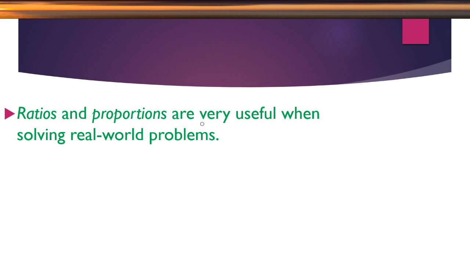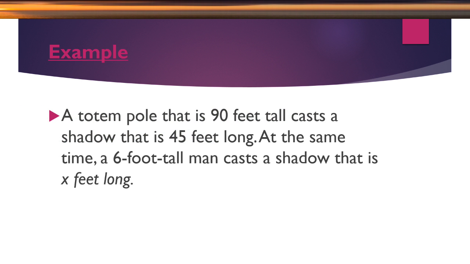Ratios and proportions are very useful when solving real-world problems. Here's an example of a real-world problem. A totem pole that is 90 feet tall casts a shadow that is 45 feet long. At the same time, a 6-foot tall man casts a shadow that is X feet long.